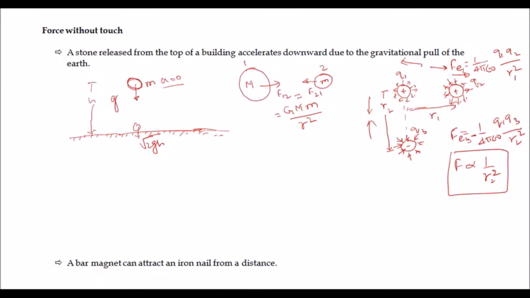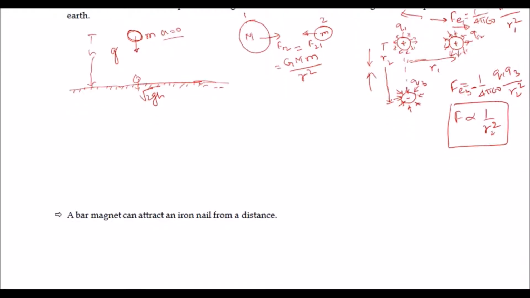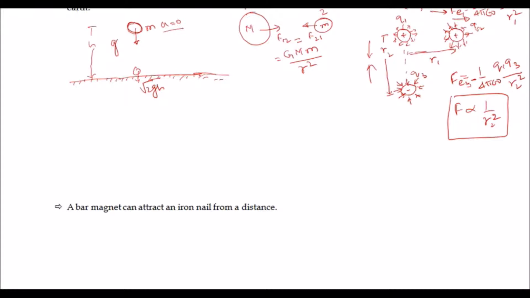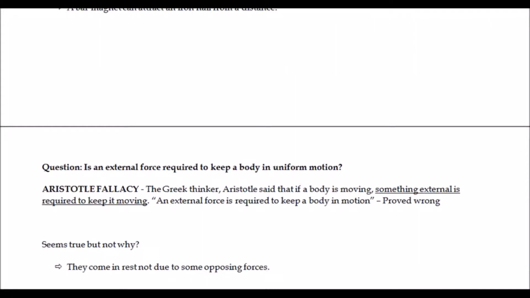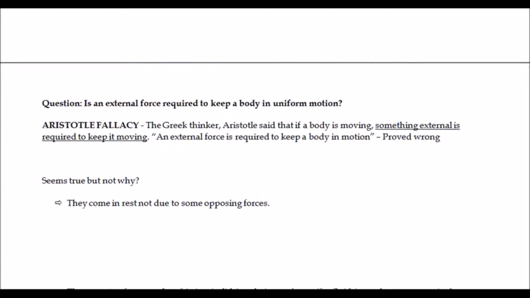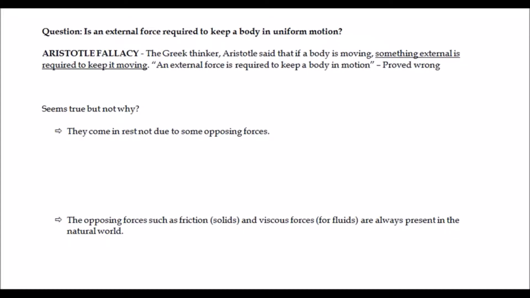In day-to-day life, we see that a bar magnet can attract an iron nail from a distance. You have already seen all those experiments in your school. So clearly force can be exhibited without touch also. Now, the first thing we have learned is that force is needed for the motion, and the second thing is that force can be exhibited with touch and without touch, both.